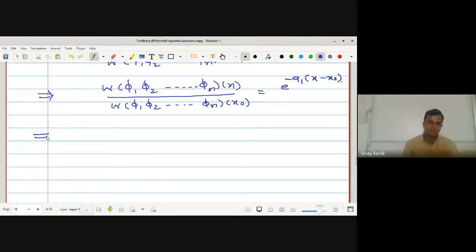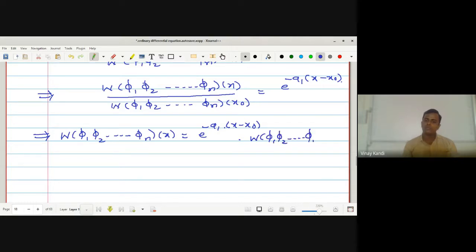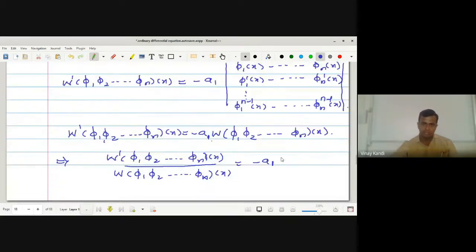No, sir. Implies that Wronskian of phi 1, phi 2, up to phi n of x is equal to e raised to minus a1 into x minus x naught into Wronskian of phi 1, phi 2, up to phi n of x naught. Okay, do you understand? Hence the proof. If you have any difficulty, you can ask. So this is the proof of the theorem: the Wronskian of phi 1, phi 2, up to phi n of x is equal to e raised to minus a1 into x minus x naught into Wronskian of phi 1, phi 2, up to phi n at point x naught. Okay, any doubt up to here?